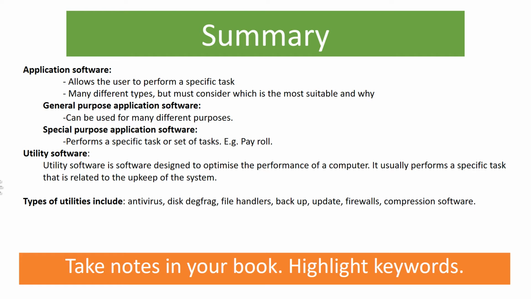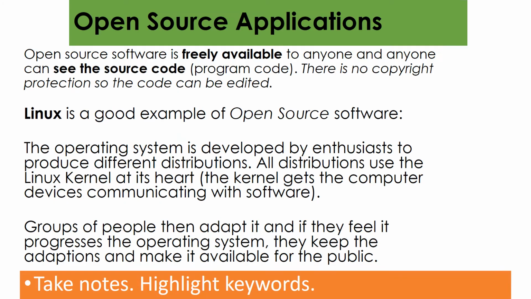It can also help us with our security. It performs a specific task to help the upkeep of the system. And examples of utility software include antivirus, disk defragmentation, file handlers, backups, updates, firewalls, and compression software.